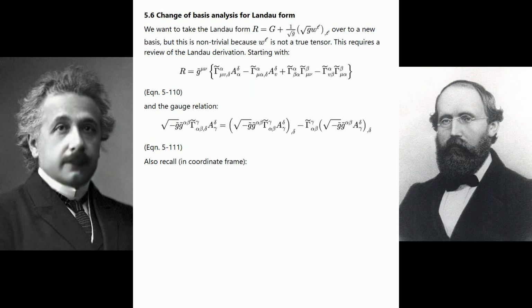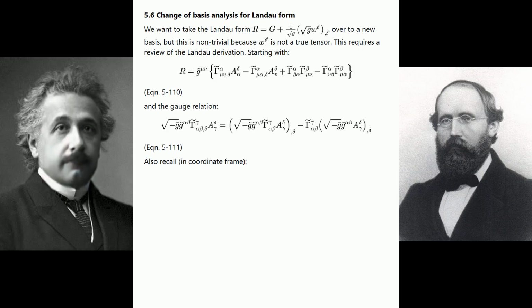5.6 Change of basis analysis. For the Landau form, we want to take the Landau form, r equals g plus the fraction with numerator 1 and denominator the square root of g times the square root of g w to the script l subscript comma script l, over to a new basis. But this is non-trivial because w to the script l is not a true tensor. This requires a review of the Landau derivation.